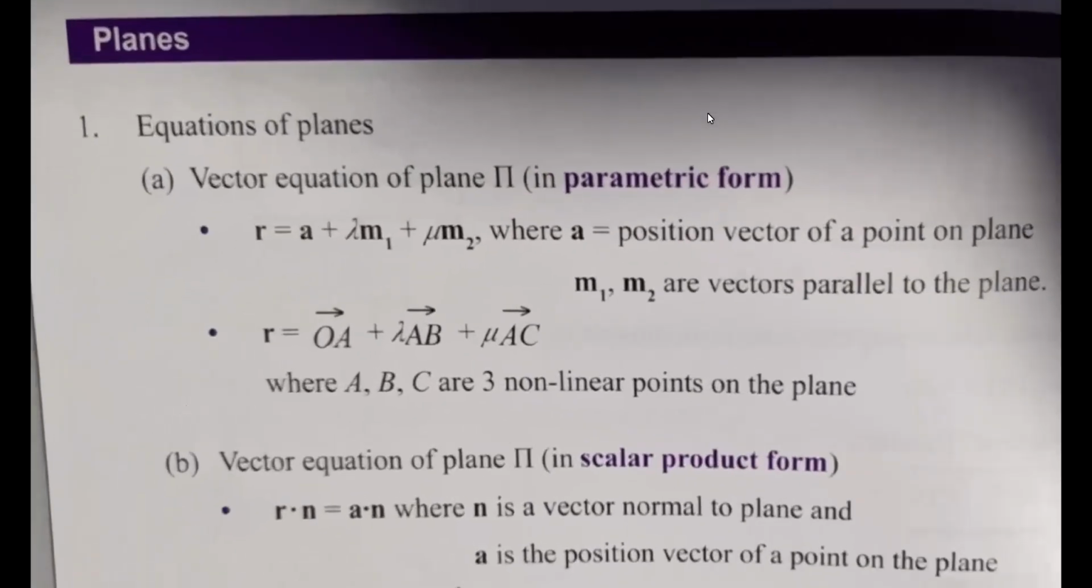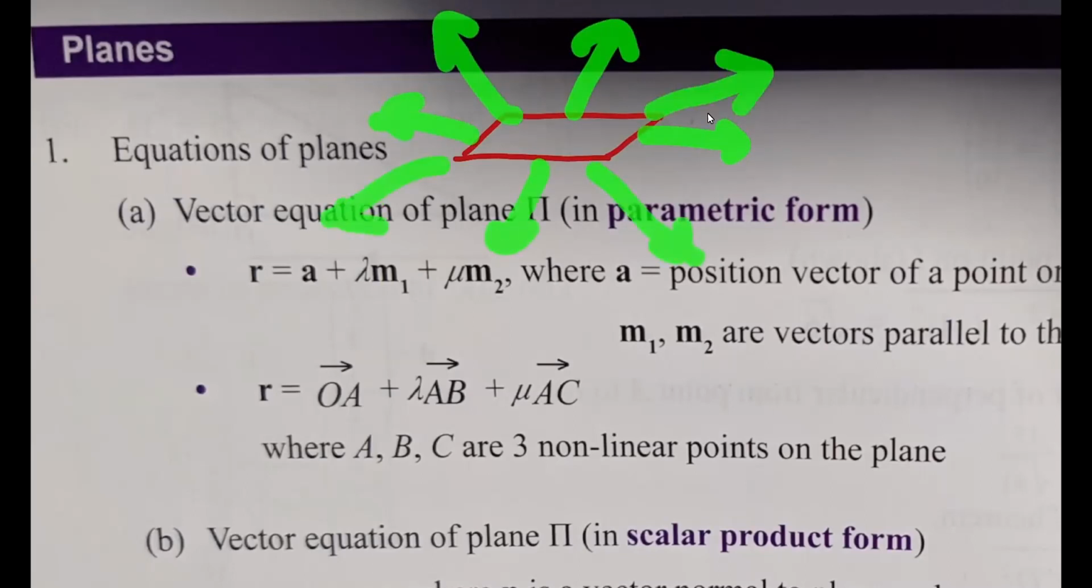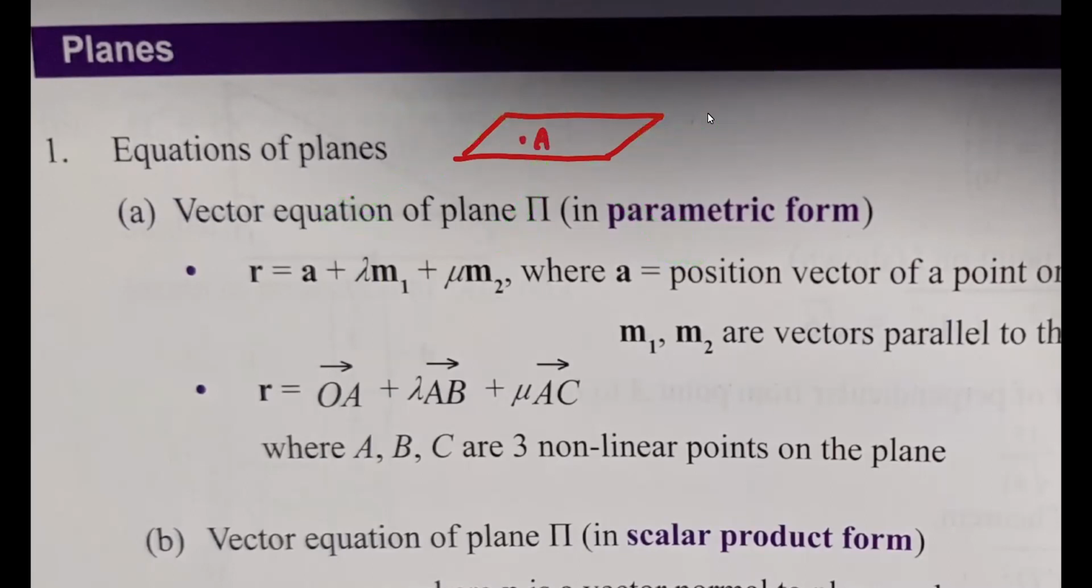What you need to understand is that a plane looks something like this. It could be a parallelogram shape like this, but actually it goes in all directions, right? It's a piece of paper that goes on forever in all directions. Then what you need is a point and two directions. Correction, two vectors that are lying on the plane, or at least parallel to the plane.